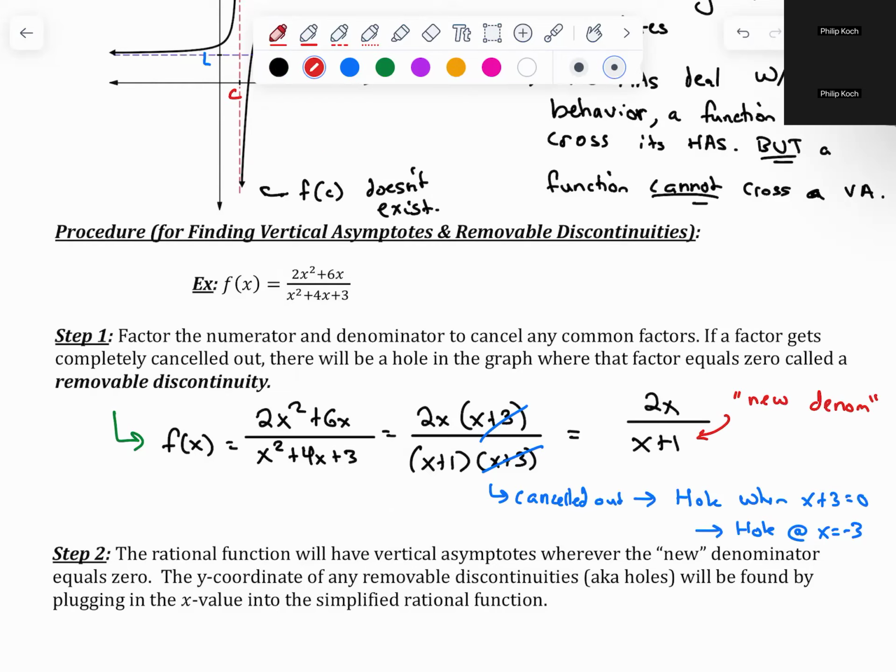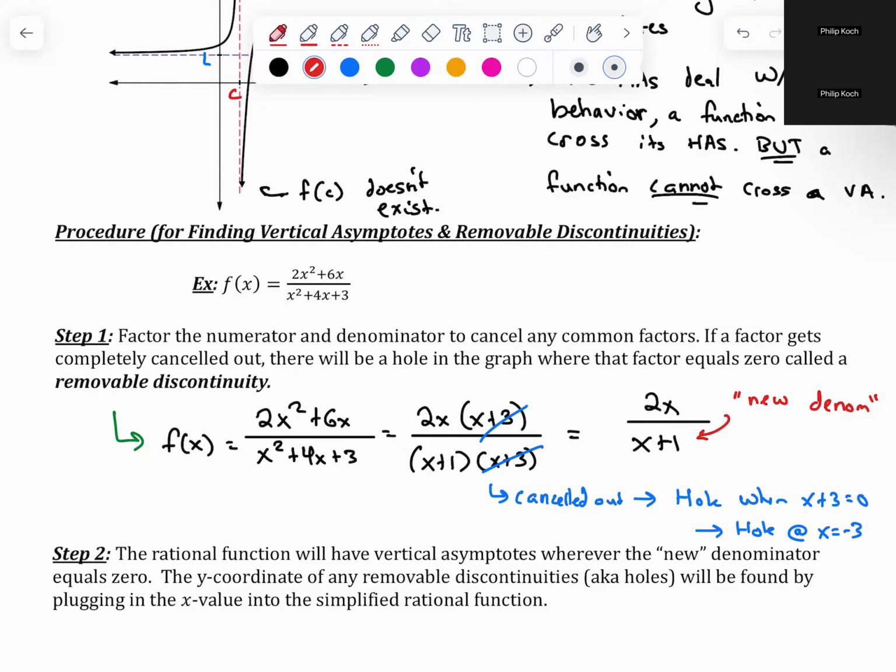Any questions so far? If a factor gets completely canceled out, there's going to be a hole where that factor equals 0, so in this case, -3. So, step 2. Now that we've canceled out any common factors, we've got a new denominator. Vertical asymptotes will occur wherever the new denominator equals 0.